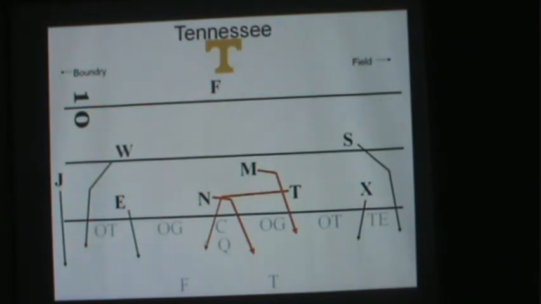Tennessee, we have an inside stunt. Tommy, who always has this B gap, is going to flow over to the weak side A gap, and Norm will then take strong side A, which means the Mac backer has to be responsible now for that strong side B gap.